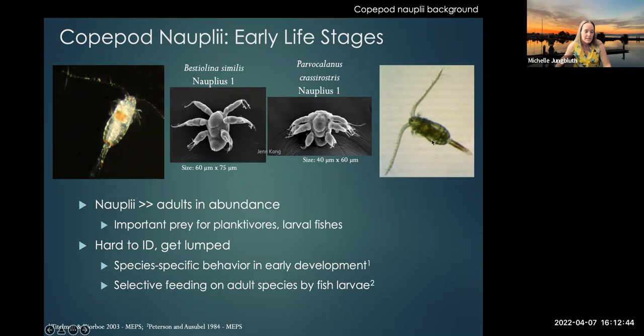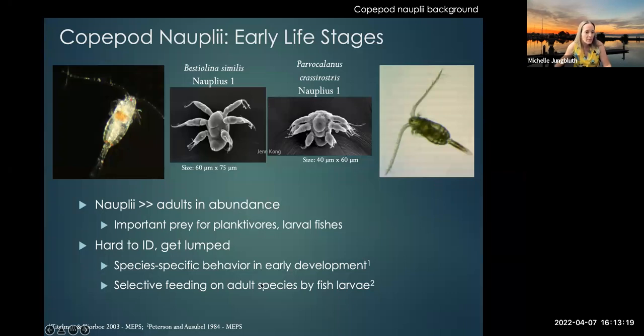And as adults, you can tell them apart, though with some challenge, but as nauplii, it's basically impossible to morphologically tell them apart. And we know that even though they may look the same and they're the same size, they do start to have species-specific behaviors in their early development that may mean that there are important differences between species in how susceptible to predation they are and which fish may be able to prey on which species.